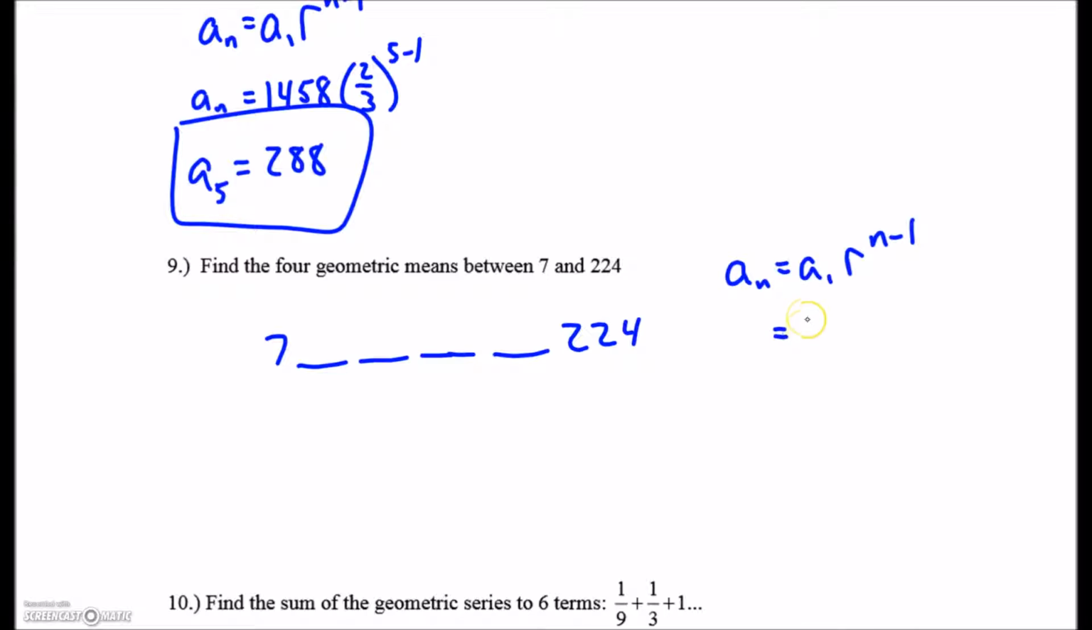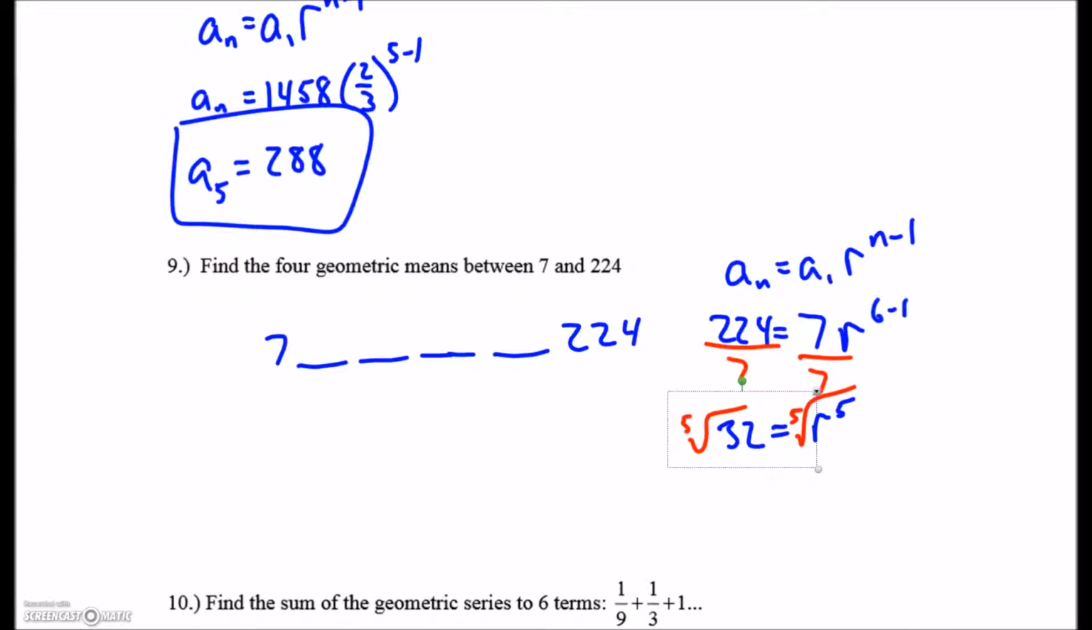Remember, a sub 1 is the first term, that's 7. A sub n is the last term, that's 224. The r value is the thing I'm looking for. And now I just have to raise this to the n minus 1. Well, n is how many terms we have, including the ones that I don't know what they are yet. There are 6 terms here, so that's 6 minus 1. And now I just have to solve this, so I'm going to divide each side by 7. When I do that, that's going to give me 32 equals r to the 5th. And now I just have to take the 5th root of each side.